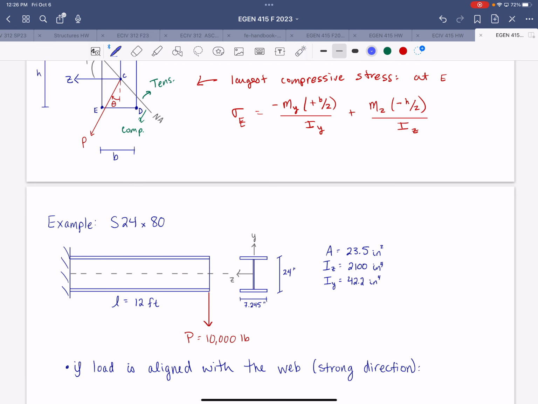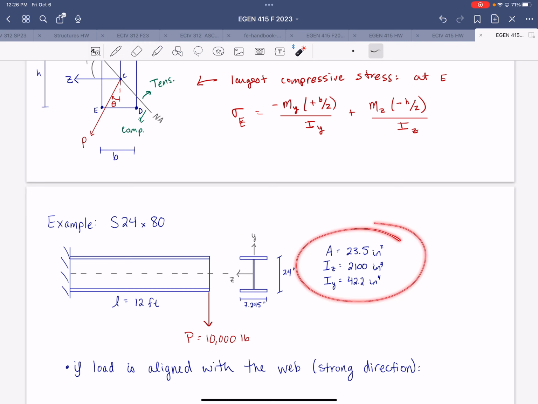All right, so example on the next page, we have a shape that's called S24 by 80. So it's approximately 24 inches deep. According to my sketch, it's exactly 24 inches deep. And then we have a cantilever configuration with a length of 12 feet and an applied load P at the free end of 10,000 pounds.